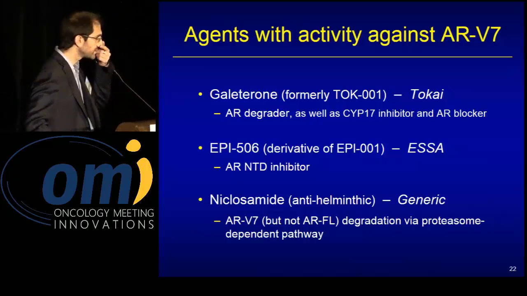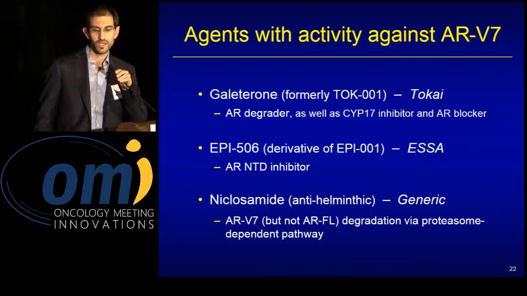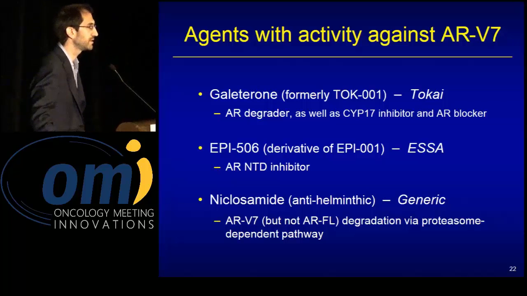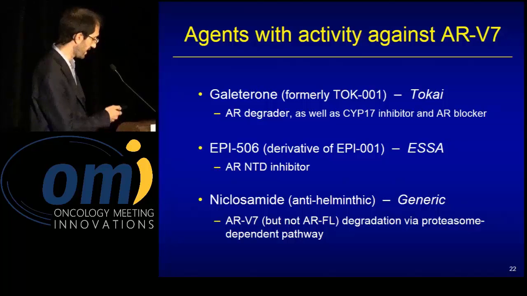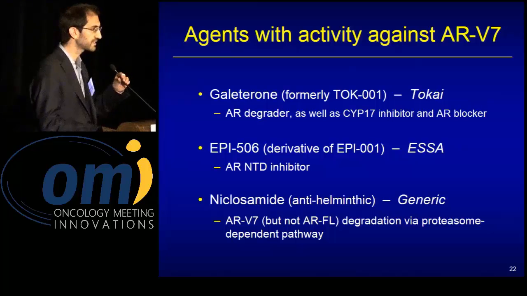And then my last 3 slides are going to be about therapeutics. So this is the most interesting thing to me. What type of agents, other than taxanes, might be in development to target AR-V-driven cancers? And I'm going to talk about these 3: galeterone, AP506, which is the first N-terminal domain inhibitor, and then niclosamide, which was sort of an accidental discovery.